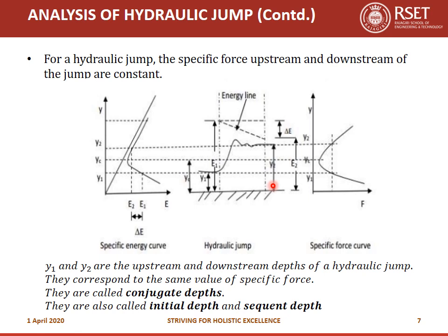So Y1 and Y2 are the upstream and downstream depths of a hydraulic jump. They correspond to the same value of specific force. They are known as conjugate depths. Y1 and Y2 of a hydraulic jump are called conjugate depths. They correspond to the same value of specific force. So depths that correspond to the same value of specific force are known as conjugate depths. The depths corresponding to the upstream and downstream conditions of a hydraulic jump are also called conjugate depths because they correspond to the same value of specific force. They can also be called initial depth and sequent depth. Y1 is the initial depth and Y2 would be the sequent depth.